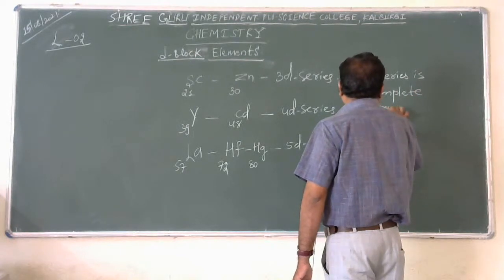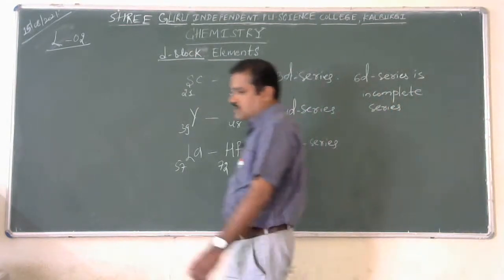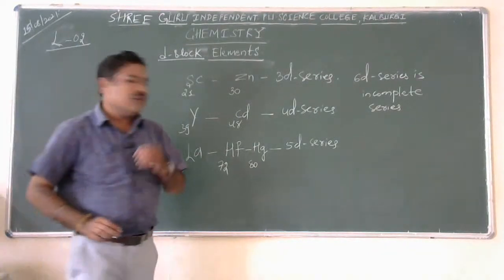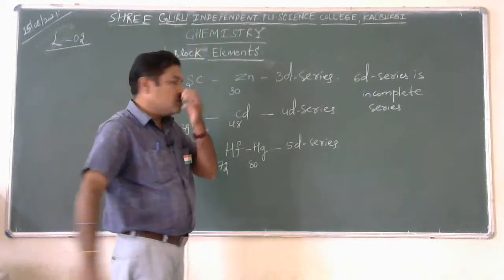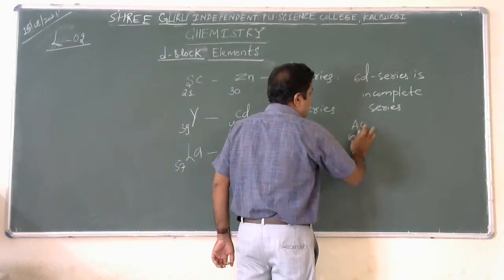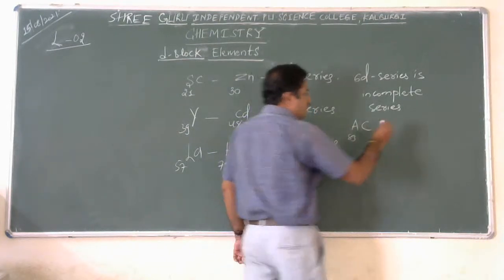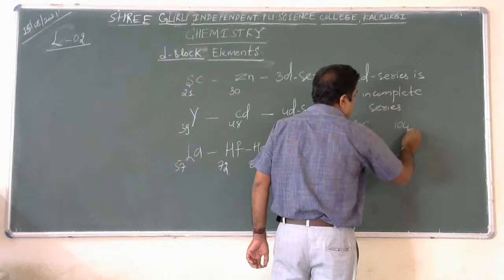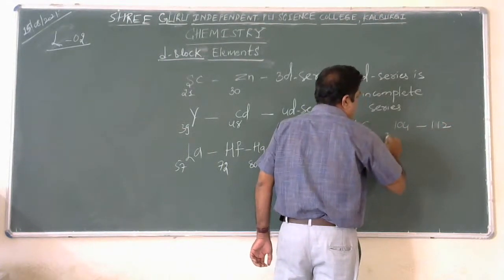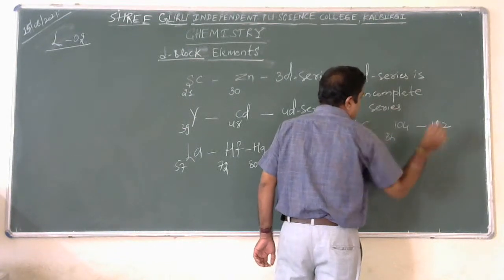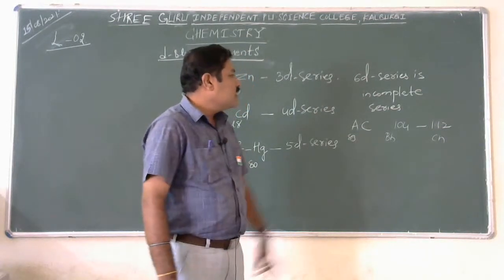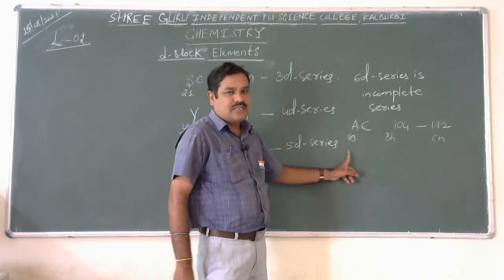But nowadays it almost contains 10 elements, because new elements are discovered that are to be included in the 6d series. In the 6d series, there is actinium, atomic number 89, then atomic number 104 to atomic number 112, that is Rf to Cn, rutherfordium to copernicium. That comes under the 6d series.